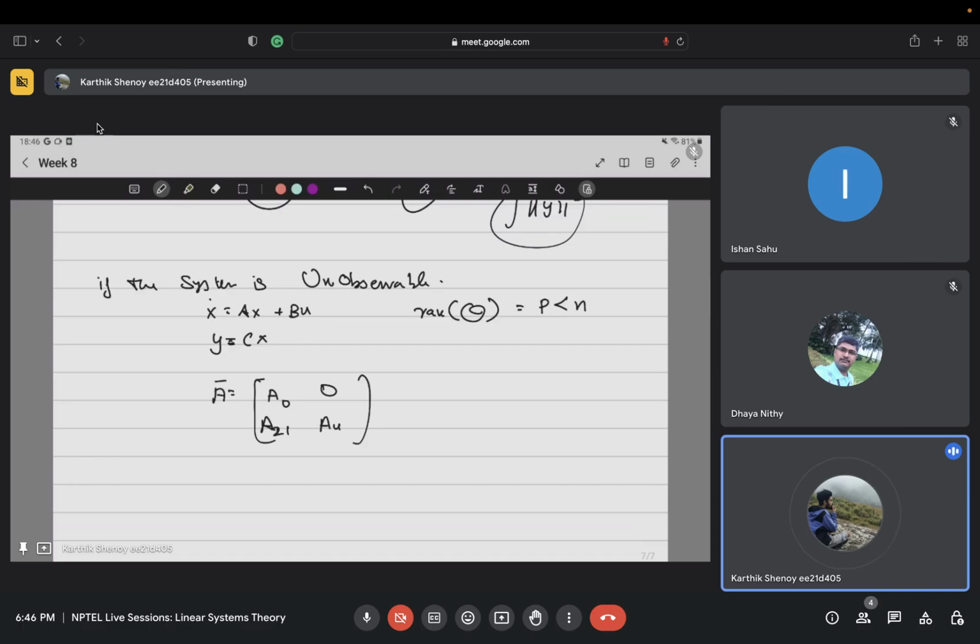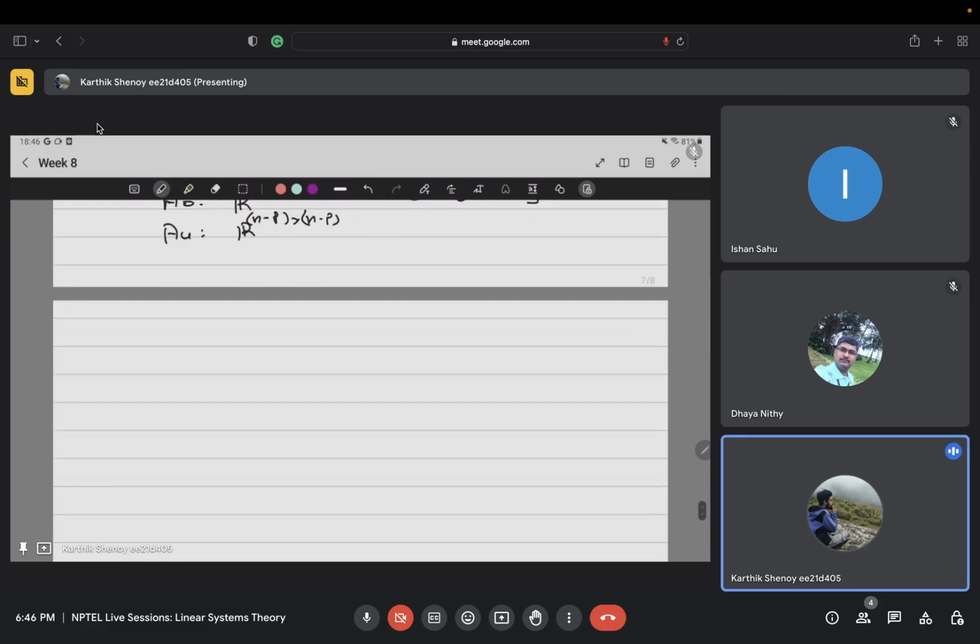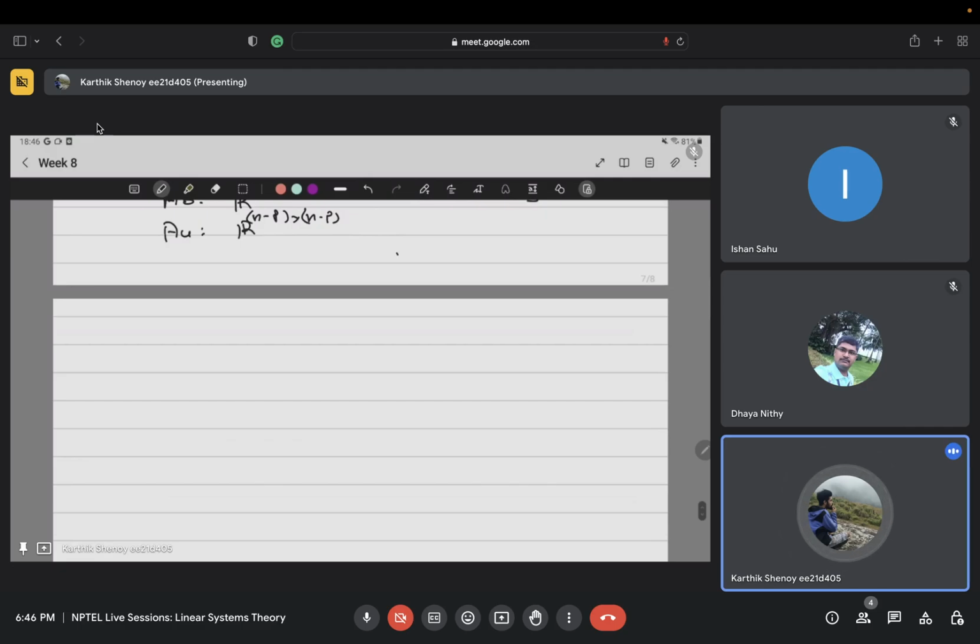So b bar is b observable and b unobservable, and c bar is c observable 0, where a naught is in R p cross p and a u is in R n minus p cross n minus p. So what is the transformation? The transformation is given by z is T inverse x.